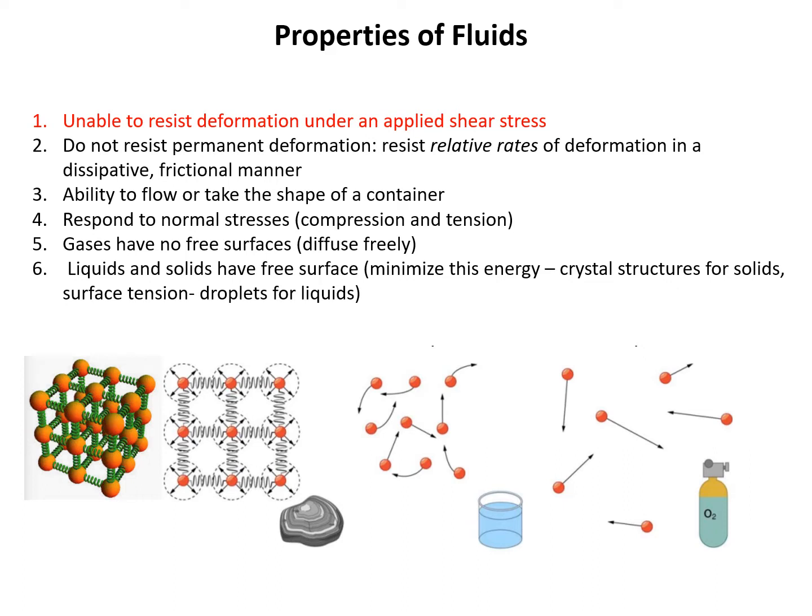Fluids also can flow or take the shape of a container. They respond to normal stresses, compression and tension. And gases have no free surface, so they're going to freely diffuse out of their container if the container is open. Whereas liquids and solids have a free surface, and this surface minimizes the energy state. So for a solid, it is a crystalline structure, and for liquids, it's surface tension or droplets.